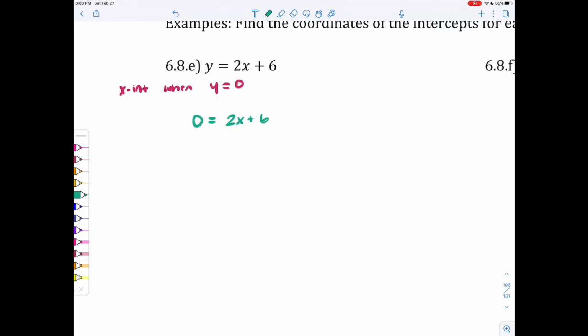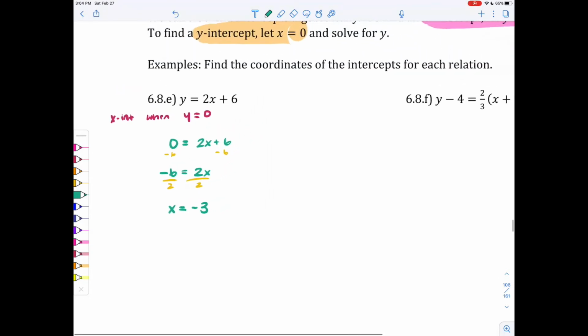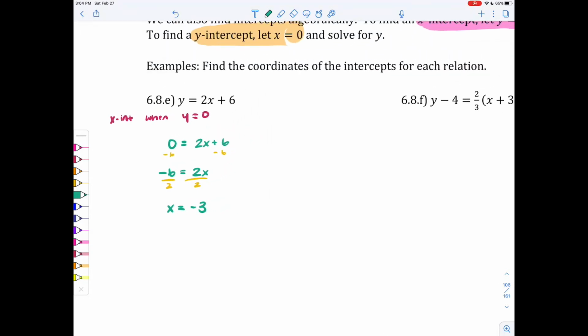And now I'm going to solve for x. So subtract 6 from both sides, minus 6 minus 6, is equal to 2x, divided by 2 divided by 2. X is equal to -3. So that is the value of x when my y is equal to 0. That's the value of x when I have my x-intercept.